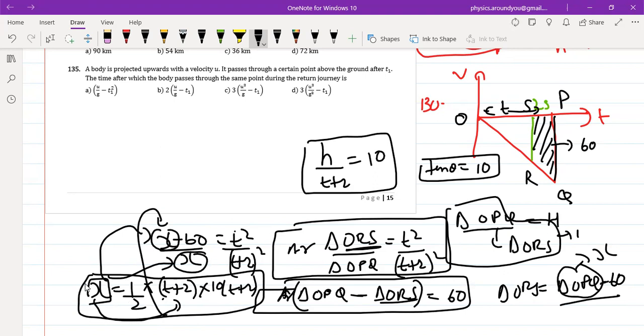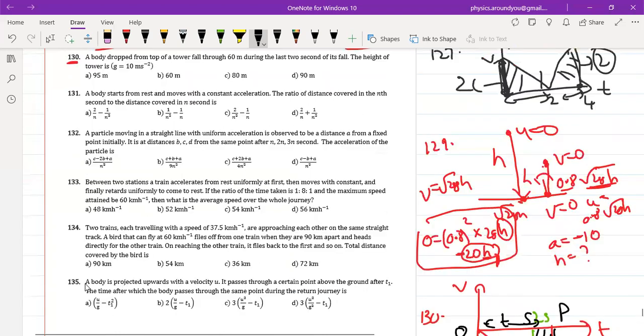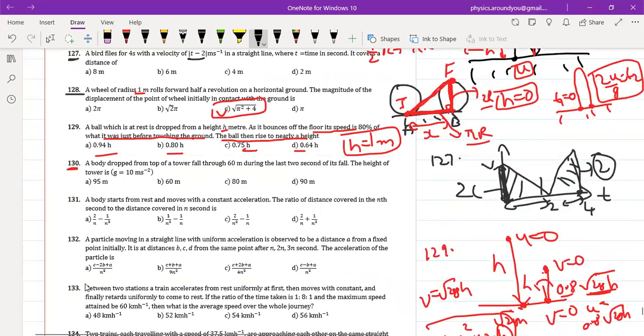You may very well do this using numbers, but always a VT graph practice is going to give you a lot more edge in multiple questions than just algebra. So this is what we do for question number 130.